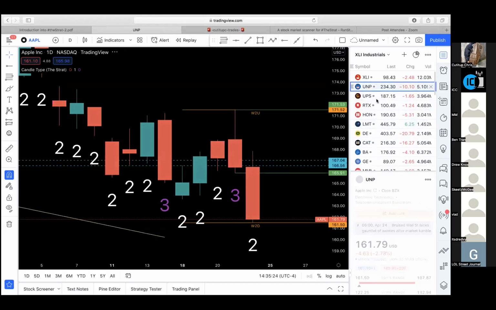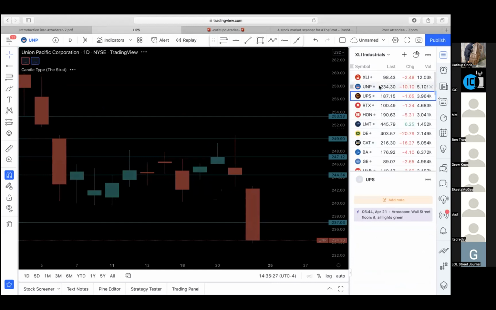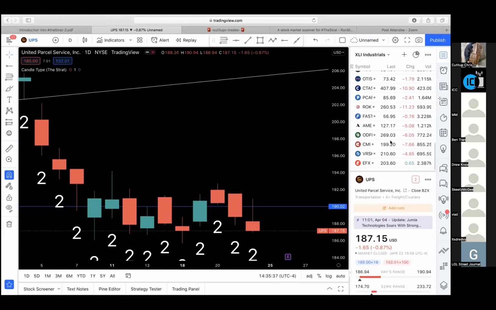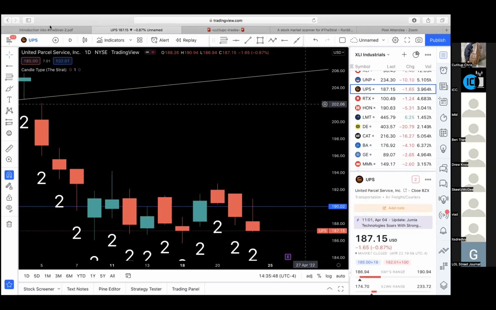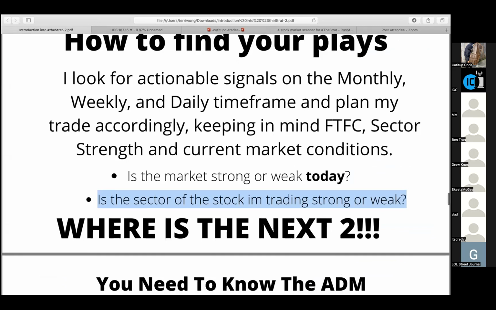So UNP, UPS, this is industrials. The heavier weighted names, I have them listed at the top. And if you're swinging things in this sector, you want to make sure, this thing's green right now, super red. So you want to make sure your swings or the stocks you're trading have sector strength to them, as well as time frame continuity, as well as overall market being strong or weak, depending on which way you're going.